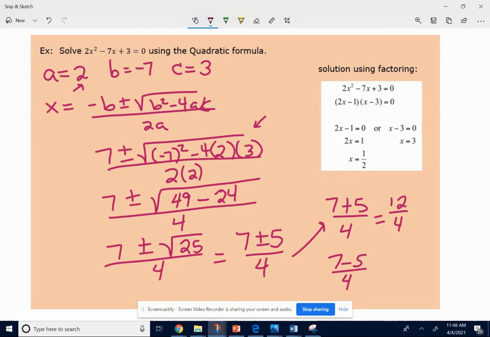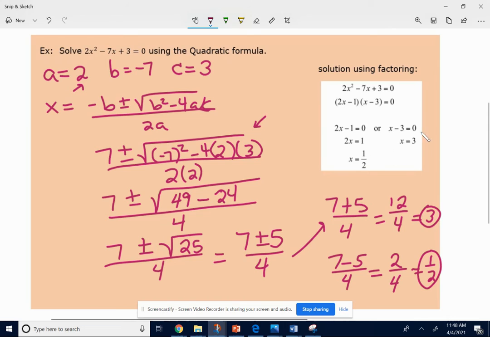12 over 4 simplifies to 3. Okay, 7 minus 5 over 4. 7 minus 5 is 2. You have the 4 on the bottom, 2/4. Of course, you could reduce that to 1/2. Okay, there's my two solutions, 3 and 1/2.